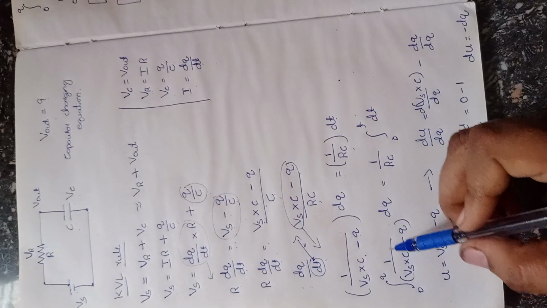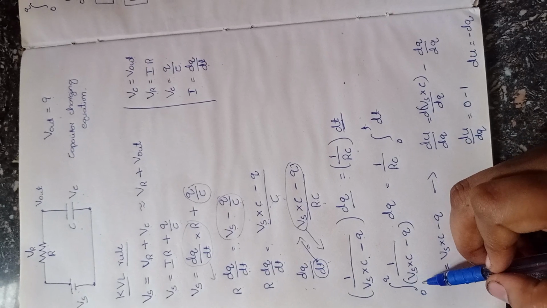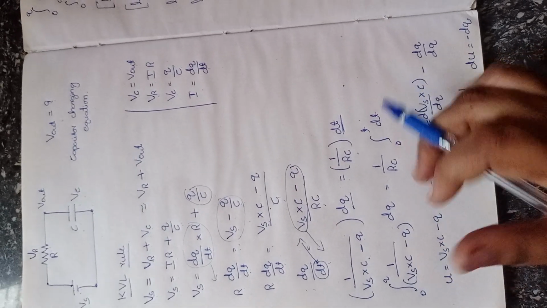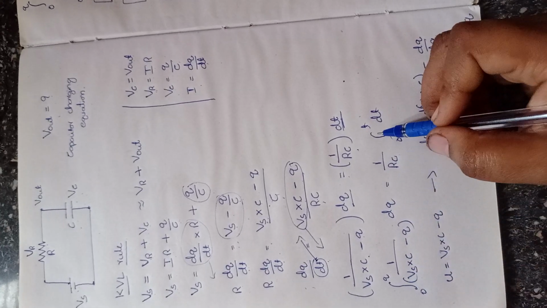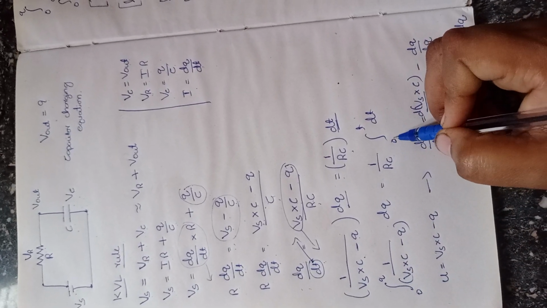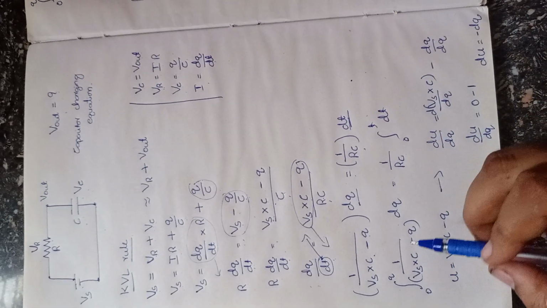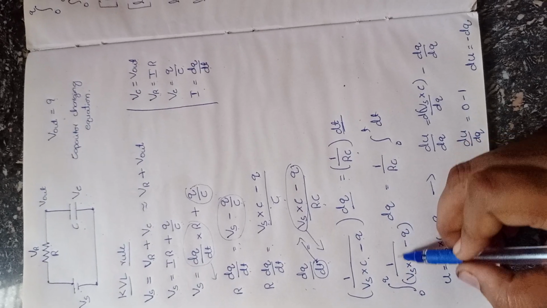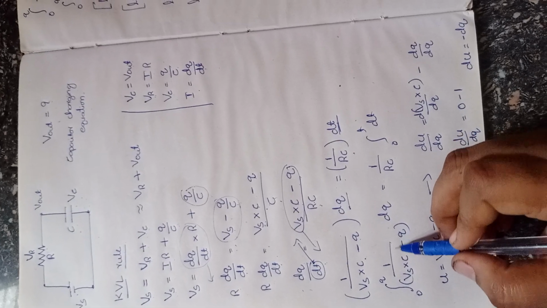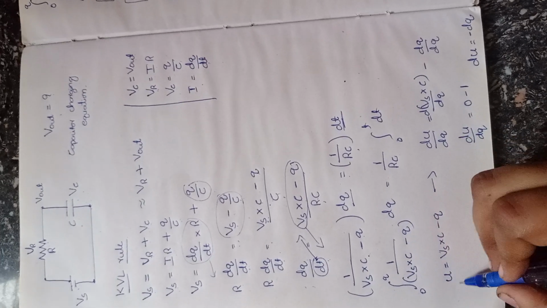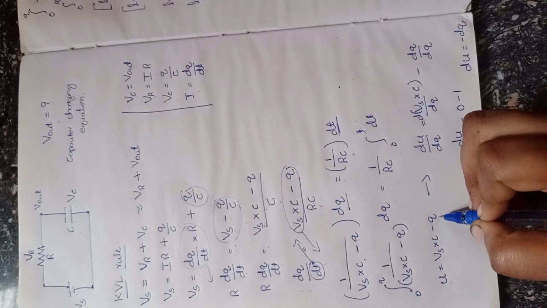After that we have the dq and dt terms. So for that we are integrating both sides. Here we are integrating with the limits 0 to q, and on this side with the limits 0 to t. So we have a complex term here to integrate. So what will we do? For that I am considering a simple term u, that is nothing but Vs into C minus Q.